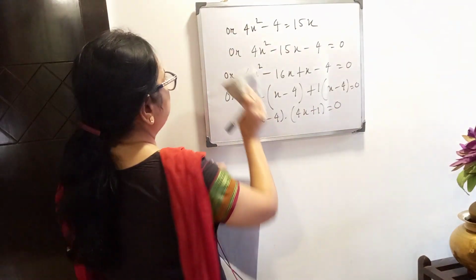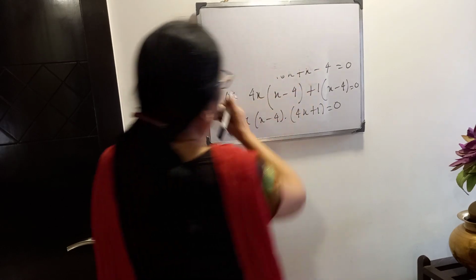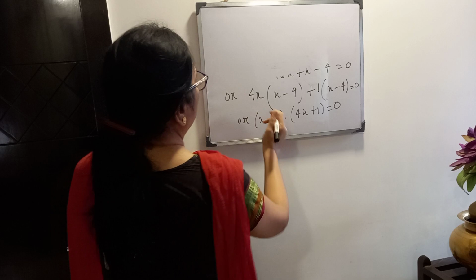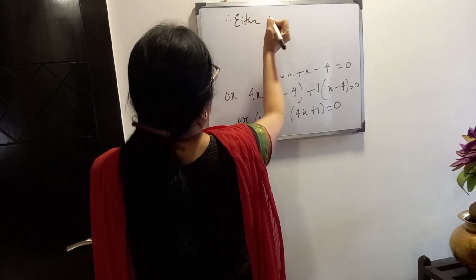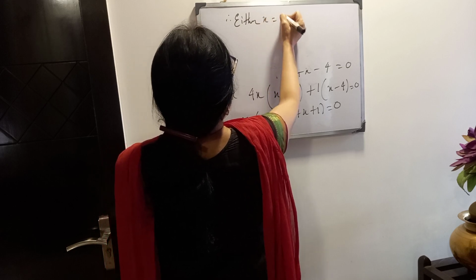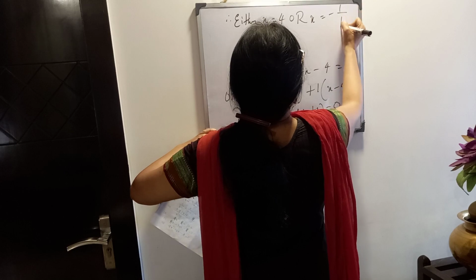Either 4x plus 1 equal to 0 or x minus 4 equals to 0. Therefore, either x equals to 4 or x equals to minus 1 by 4.